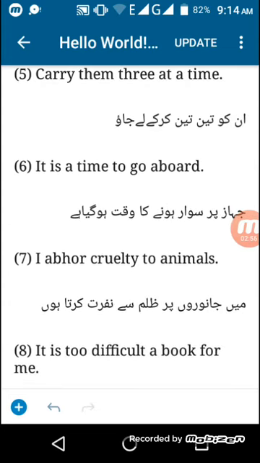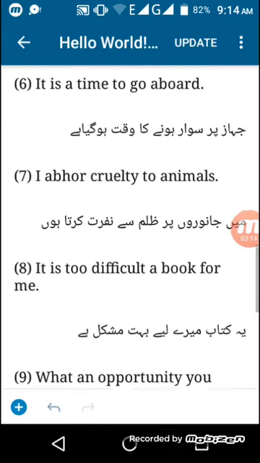The seventh sentence is I abhor cruelty to animals. I abhor cruelty to animals, which means मैं जानवरों पर जुल्म से नफ़रत करता हूँ.